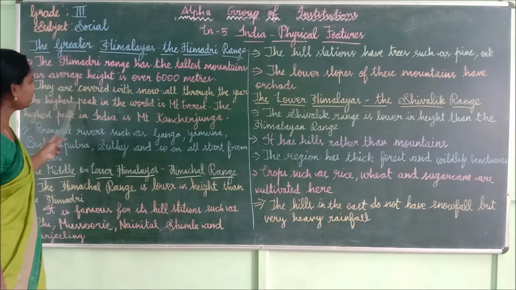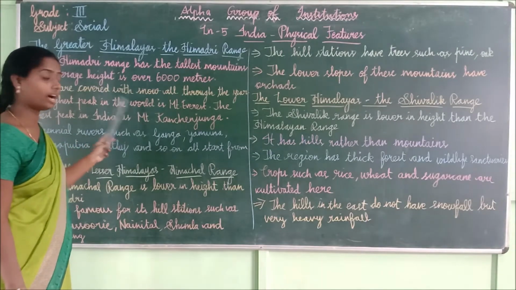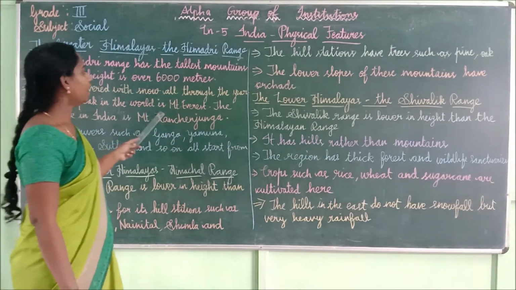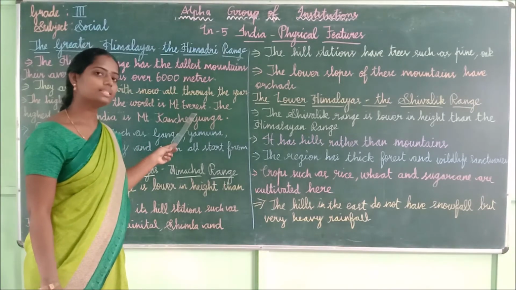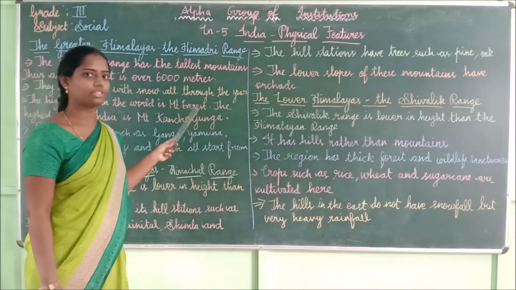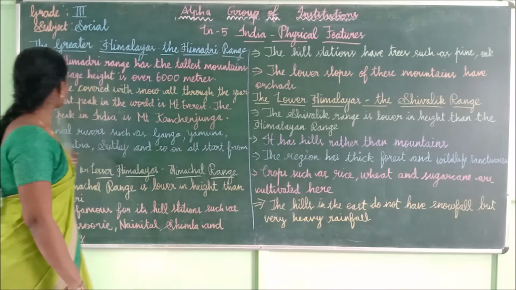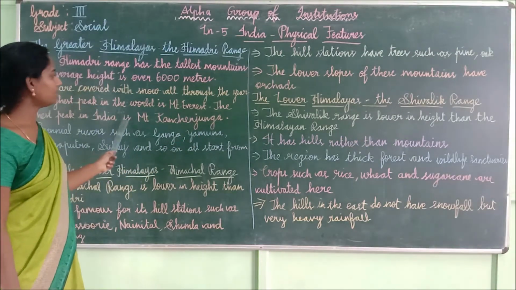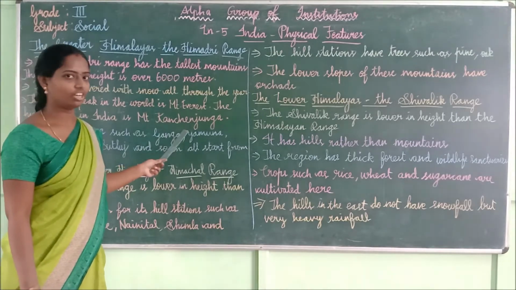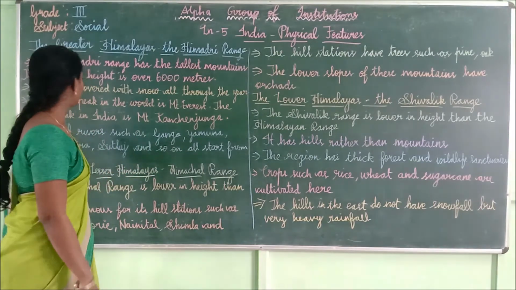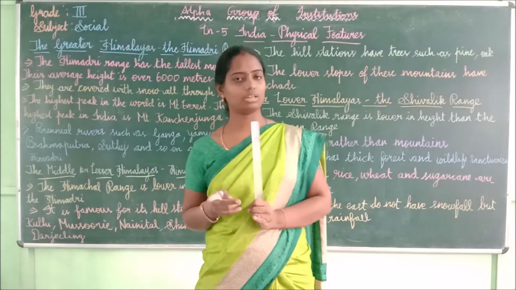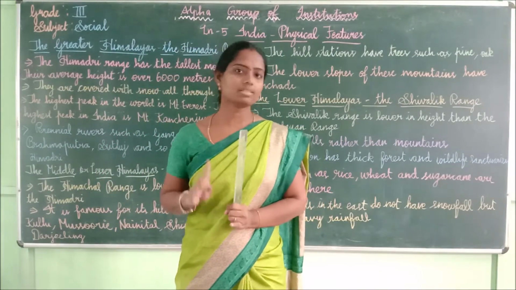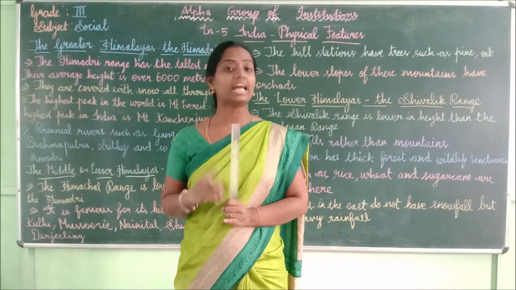And the highest peak in the world is Mount Everest. You all know about this, right, children? The highest peak in the world is Mount Everest, which is in Nepal. The highest peak in India is Mount Kanchenjunga. More about it, children. In the world, the name of the highest peak is Mount Everest. It is located in Nepal.